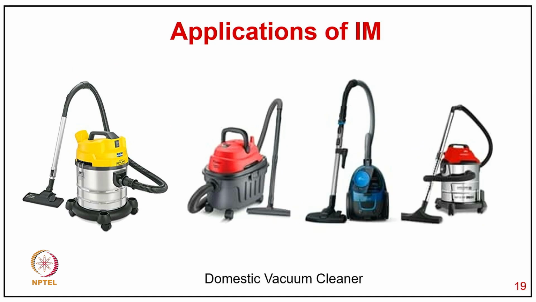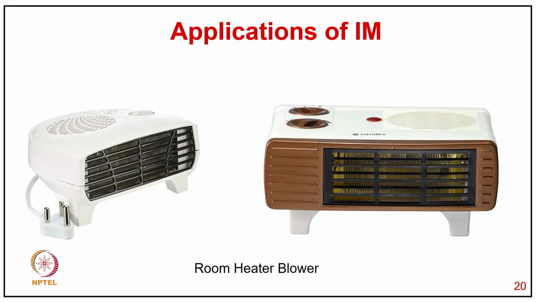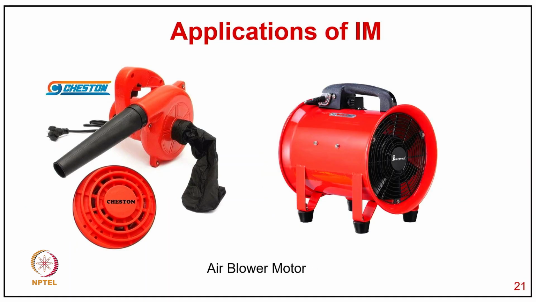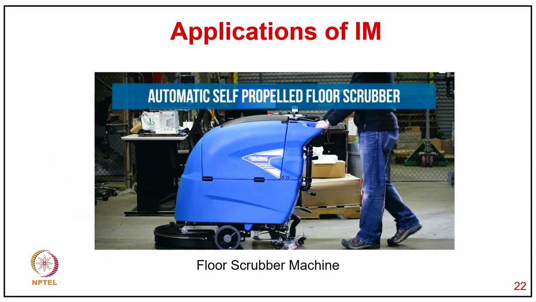Then your domestic vacuum cleaners, then room heater blower. A room heater has a heating element, as well as a fan to have a circulation of hot air. So for the purpose of blowing that, we use this single phase induction motor. Then you have an air blower motor. You blow the air for many purposes, either for cleaning or removing dust in places where it is very difficult to go otherwise, so we use this air blower. So that also has a single phase induction motor.